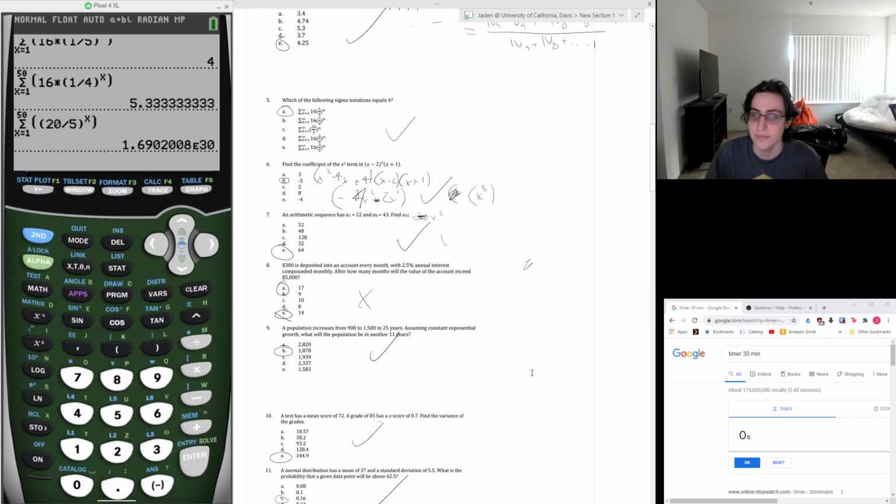Okay. Number 7. An arithmetic sequence has A1 equals 22 and A8 equals 43. Find A15. So, where's my pen? Oops. Okay, there we go.